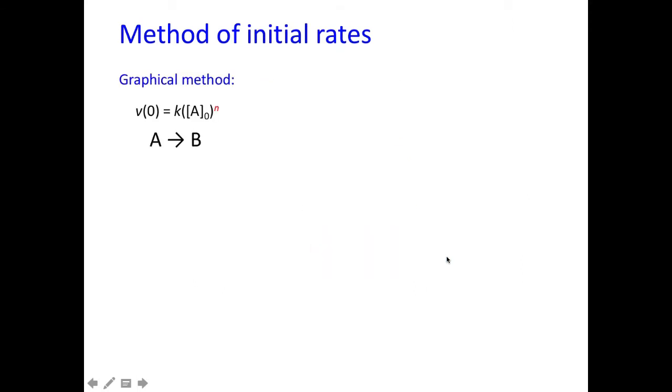Now let's do the graphical method. We have again this general expression. We don't know this exponent, which is the order of the reaction with respect to A. Now let's apply the logarithm on both sides. So this will be logarithm of V equal to logarithm of k plus logarithm of A0 to the power of n.